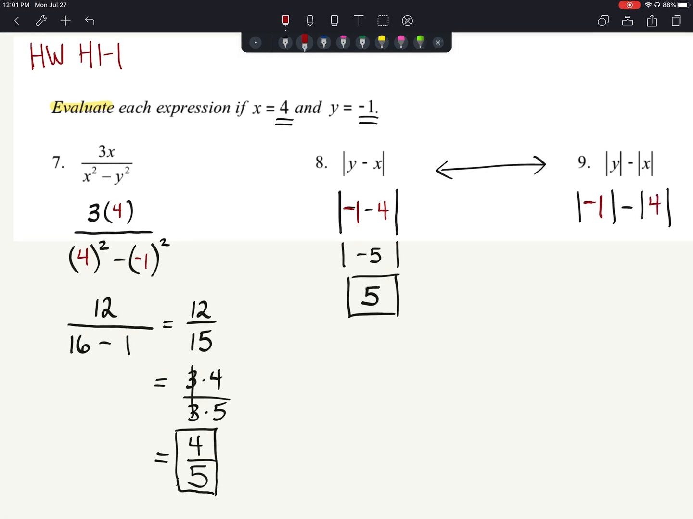So now instead of doing the subtraction first, we're going to do the absolute values first. Absolute value of -1 is 1. Absolute value of 4 is 4. So we have a 1 minus 4 in this expression, which gives us -3. So -3 is our final answer for number 9.